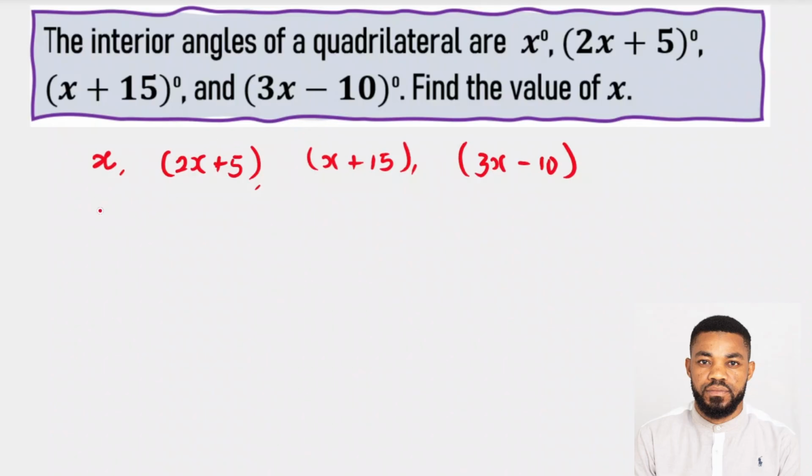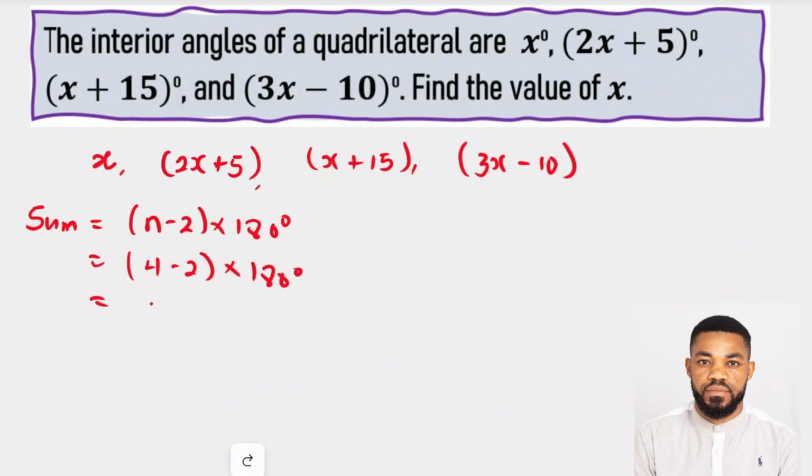Now, the question is, which property are we going to use here to find the value of x? Obviously, I'm going to use the sum of the interior angles of a polygon. So first of all, let's get the sum of the interior angles of a quadrilateral. Simply, the sum is going to be n minus 2 times 180 degrees. In this case, n is going to be 4. So 4 minus 2 times 180 degrees. 4 minus 2 is 2 times 180 degrees. So that will give me 360 degrees. So that means the sum of the interior angles is going to be 360 degrees.